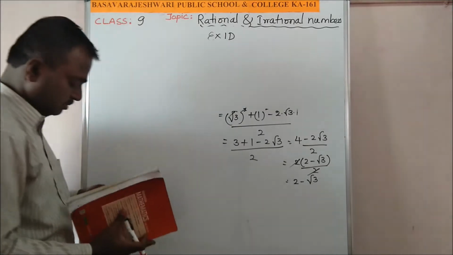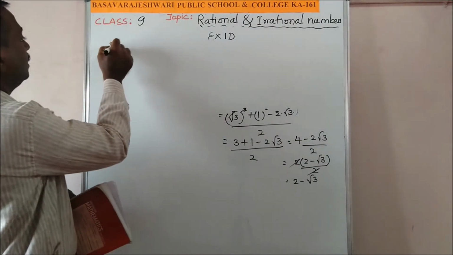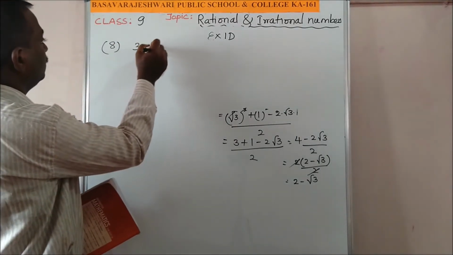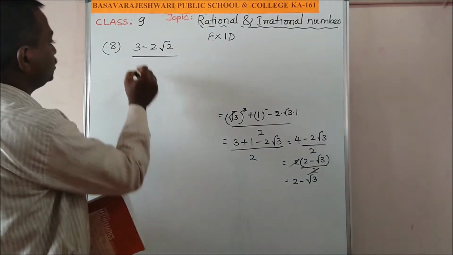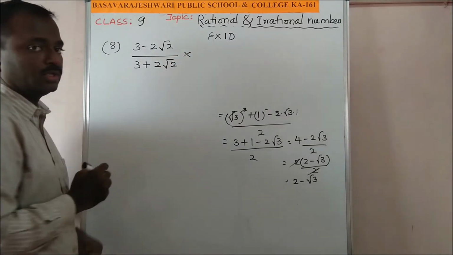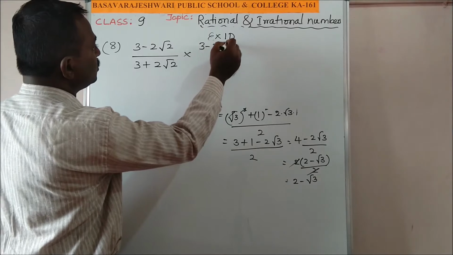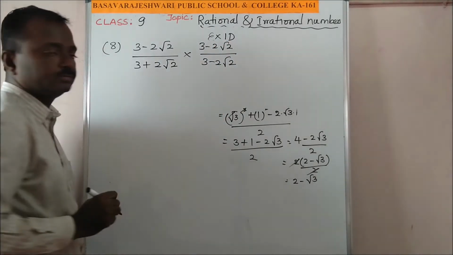So now question number 8. Question number 8: (3 minus 2 root 2) by (3 plus 2 root 2). What is the rationalizing factor of 3 plus 2 root 2? It is 3 minus 2 root 2, so multiply numerator and denominator by 3 minus 2 root 2.